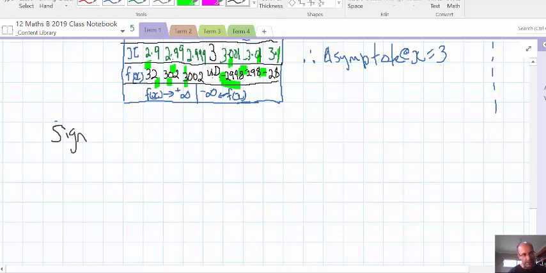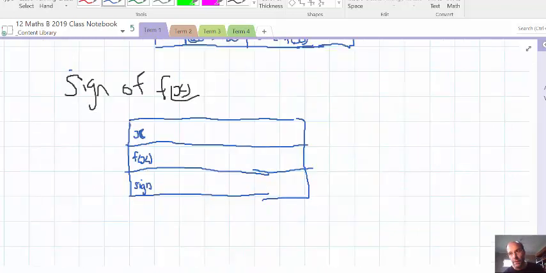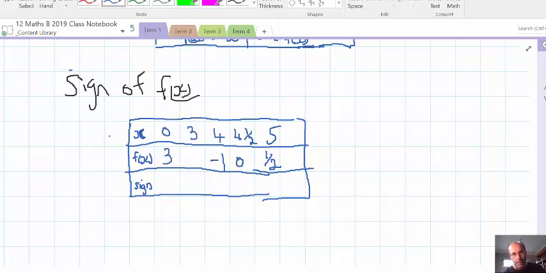So if we go back to black pen, we've got to analyse the sign of f of x. So we need another table for that one. So we've got a table started here, give it 3 rows, 6 columns. We need a row for x, a row for f of x, and a row to analyse the sign, whether it's positive or negative.